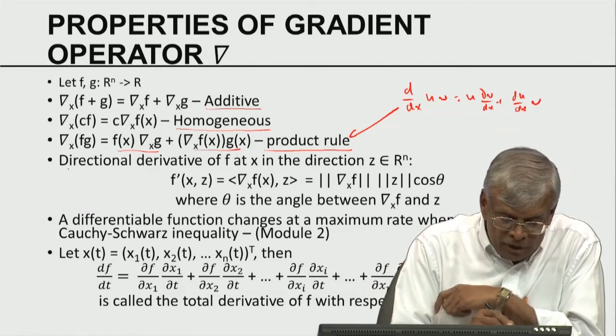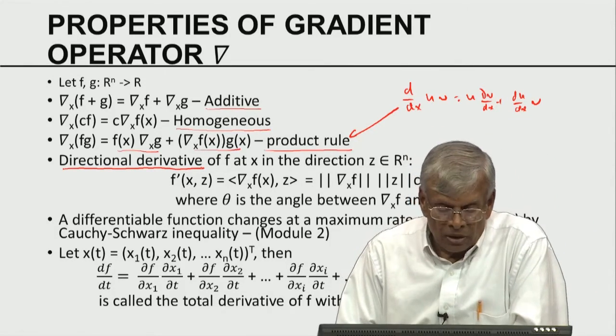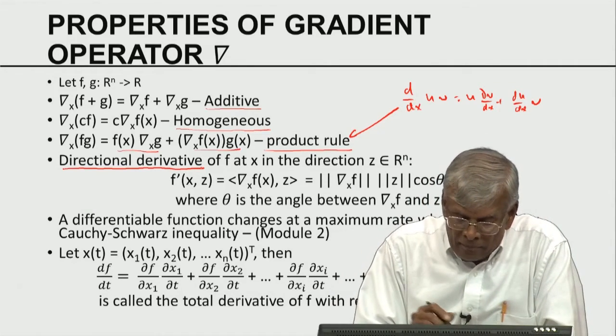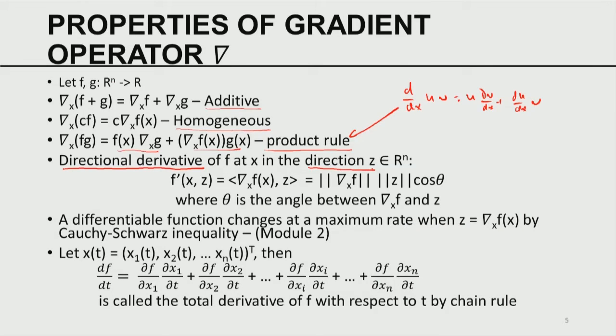In the multivariate calculus, we are also interested in another concept called directional derivative. f is given, f is a scalar valued function of a vector. I pre-specify direction z. I would like to be able to compute how the function varies in this direction. So it is called the directional derivative, that is defined by f prime of x comma z. f prime of x comma z is the directional derivative of f of x along the direction z, and that is given by the inner product of the gradient with z.